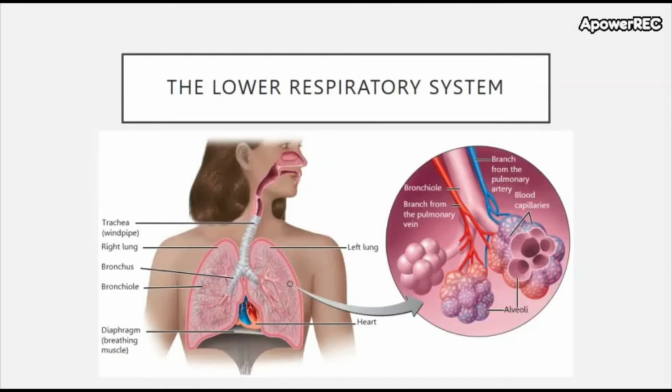So now let's discuss the lower respiratory system a little bit. This can include the trachea, which is the windpipe, and structures of the lungs, including the bronchial tubes and alveoli, which are air sacs that exchange carbon dioxide and oxygen gas with red blood cells between the circulatory system and the environment.